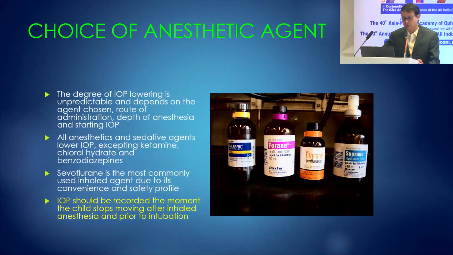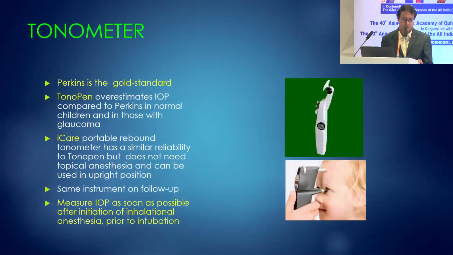So regarding the choice of anesthetic agents, as we have discussed, the IOP is largely affected by the anesthetic agent. The degree of IOP lowering is unpredictable and depends on the agent chosen, the route of administration, the depth of anesthesia, and the starting intraocular pressure. All anesthetics and sedative agents lower the intraocular pressure except ketamine, chloral hydrate, and benzodiazepines. Sevoflurane is the most commonly used inhaled agent due to its convenience and safety profile. And it is very important that the IOP should be recorded the moment the child stops moving after inhaled anesthesia and prior to intubation.